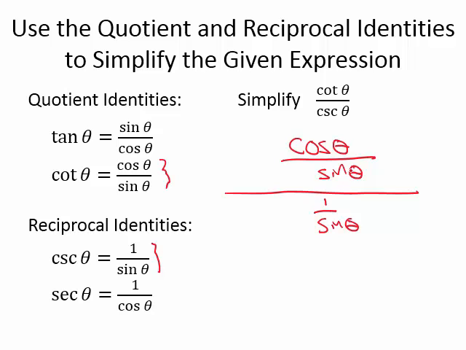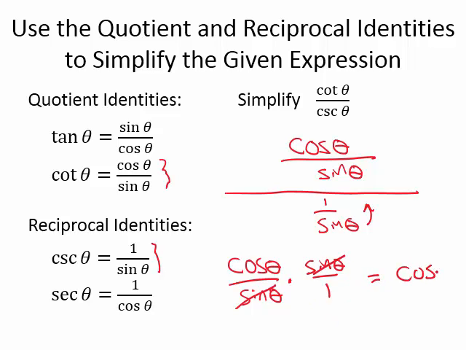So if you remember, dividing a fraction by a fraction means we multiply the top fraction by the flipped fraction in the denominator. So we're really going to have cosine theta over sine theta times, we're going to flip this one upside down, sine theta over 1. Sine theta over sine theta, they cancel, leaving us with just cosine theta over 1 or just cosine theta.